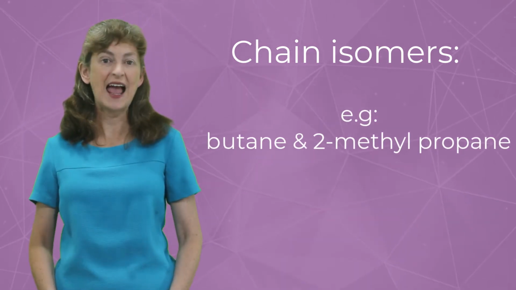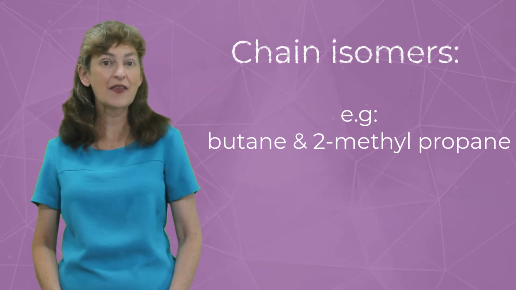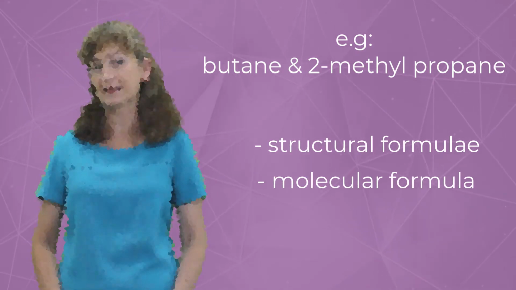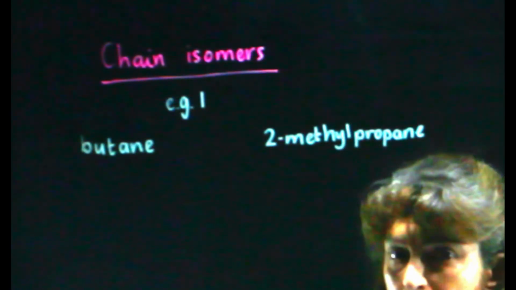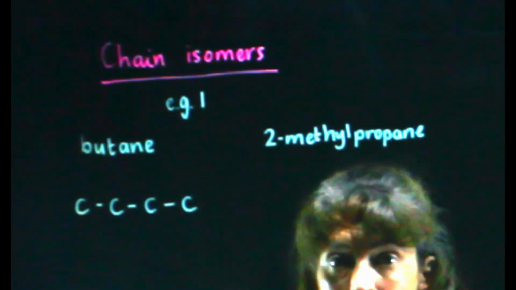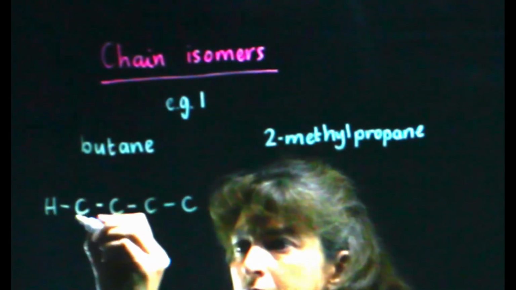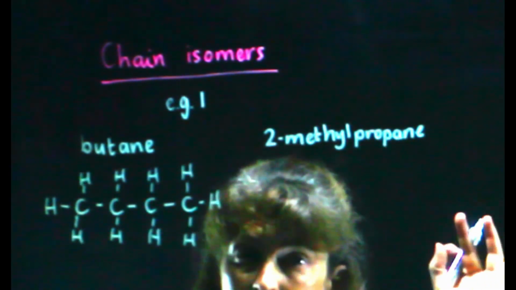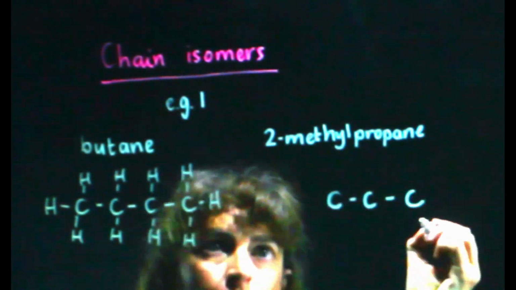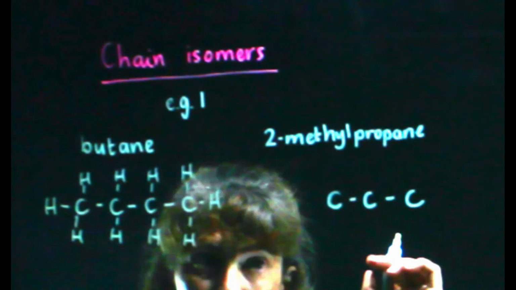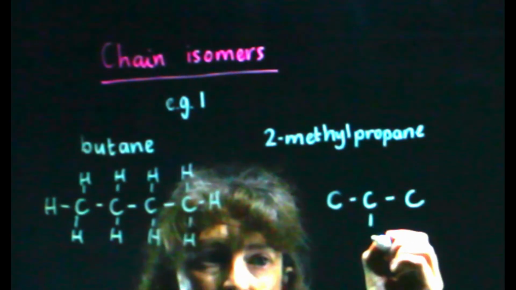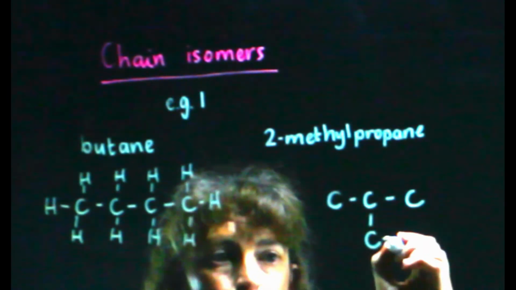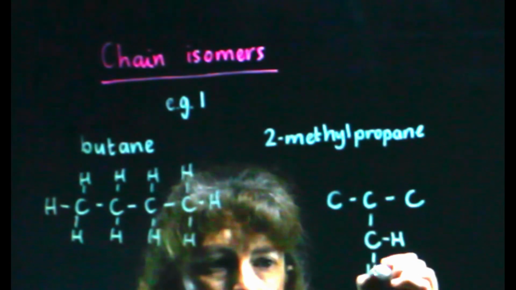Let's use butane and 2-methylpropane as another example. Pause the movie while you give the structural and molecular formulae for these. Butane, very simple. But means 4, it's an alkane, so nothing else. Saturated with hydrogen. 2-methylpropane, a little bit more complicated. Prop means 3 carbons. And then we have 2-methyl. That means on the second carbon, we have a methyl group, just 1 carbon. And then we must just fill in with hydrogens so that each carbon has 4 bonds.